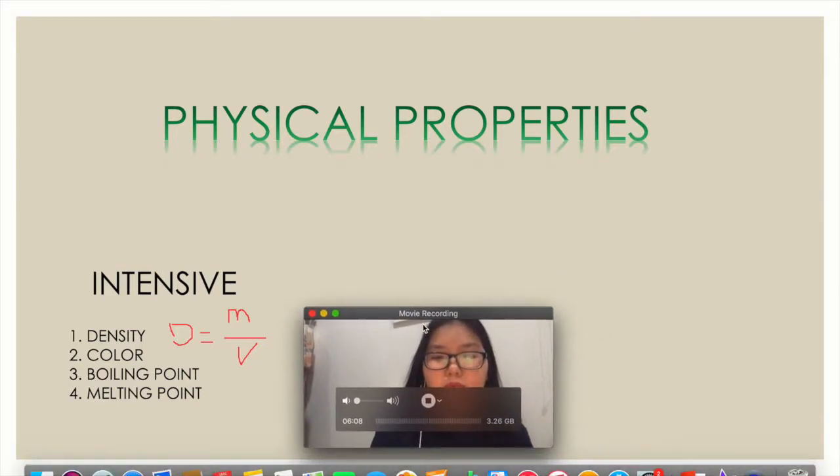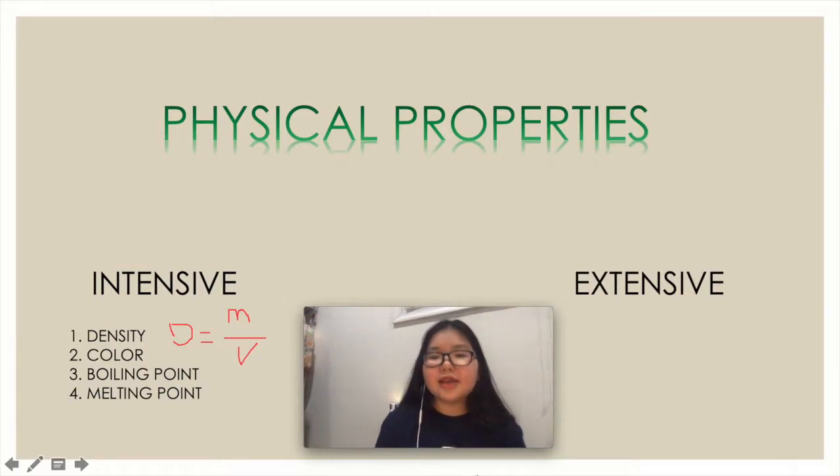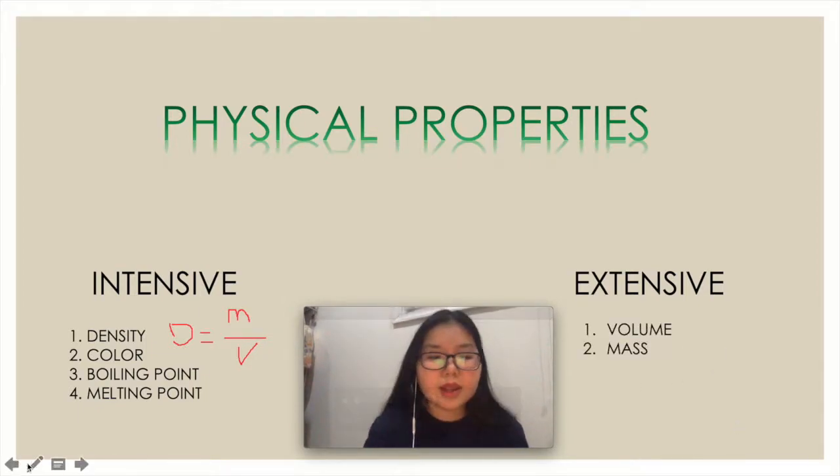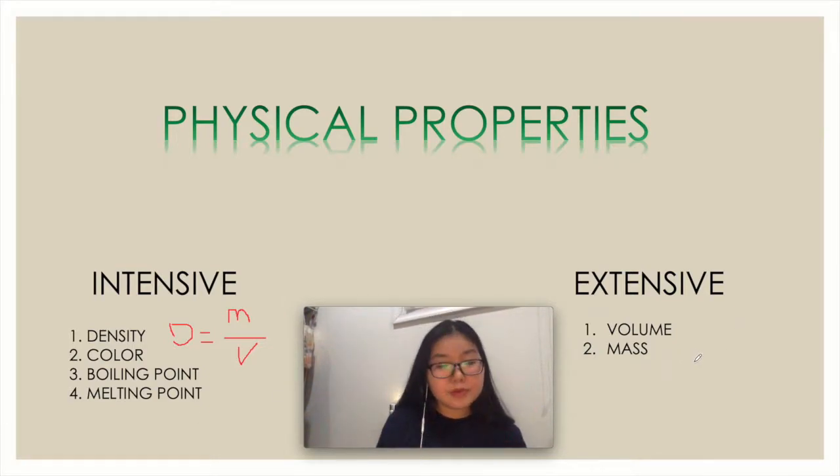So the next thing will be extensive. Extensive properties, as I mentioned, are the mass and the volume. This is related to the amount of a matter. For example, the volume and the mass have formulas.